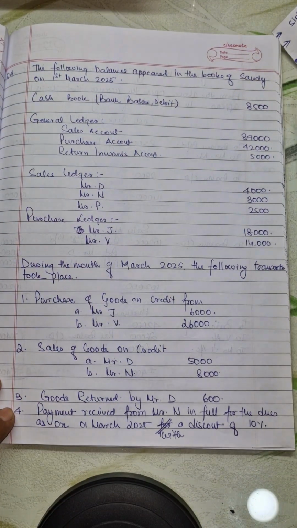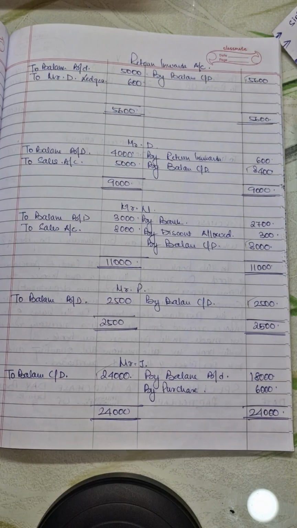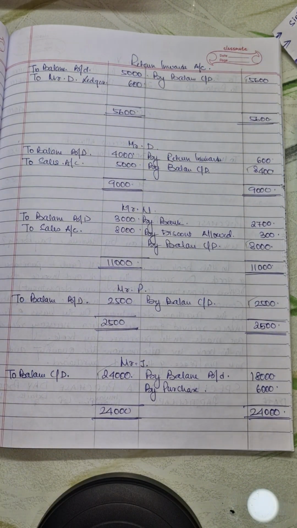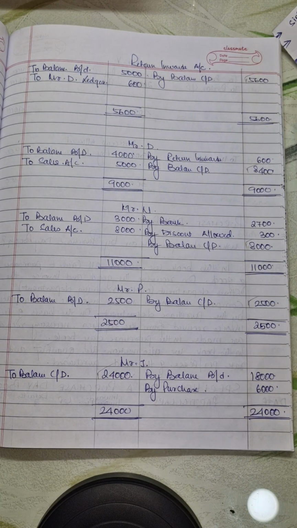Next is goods returned by Mr. D, 600 rupees. So what will be the journal entry? Goods returned by Mr. D, it is 600 rupees. So return inwards account debit to Mr. D. Mr. D is credited because in the personal account, credit the giver. So Mr. D is credited. Hence, by return inward 600.